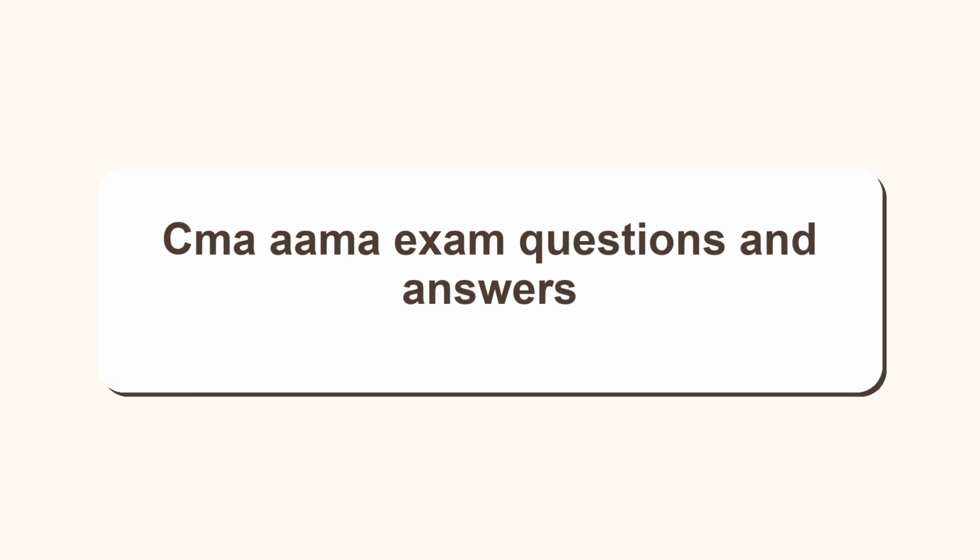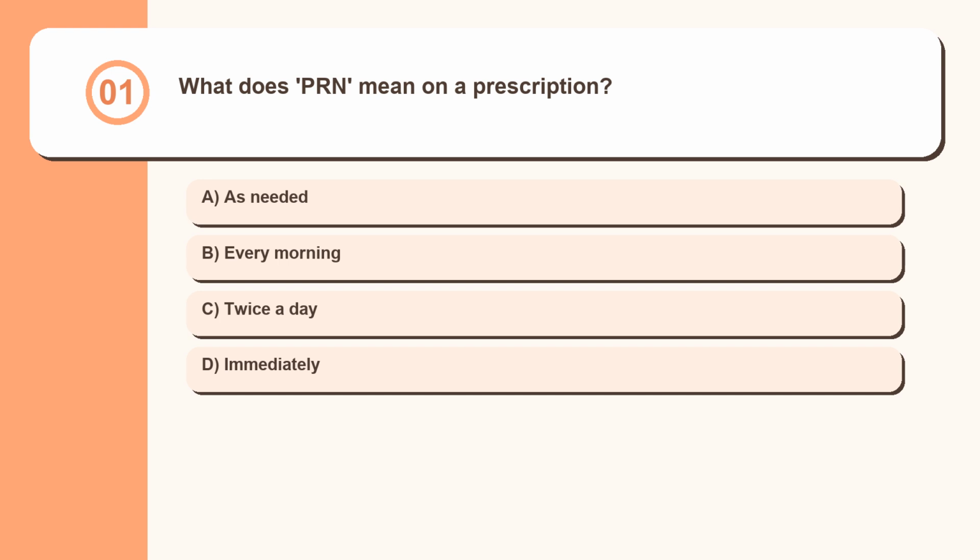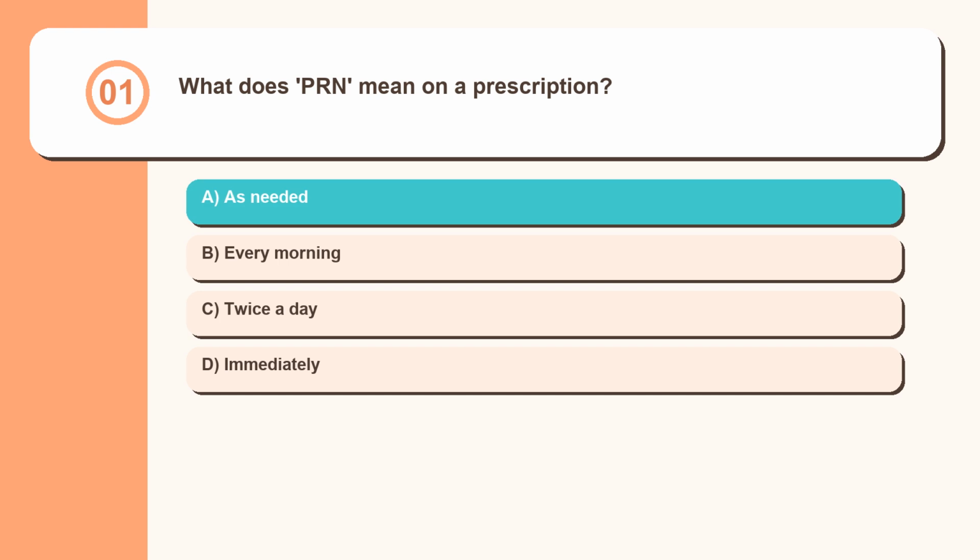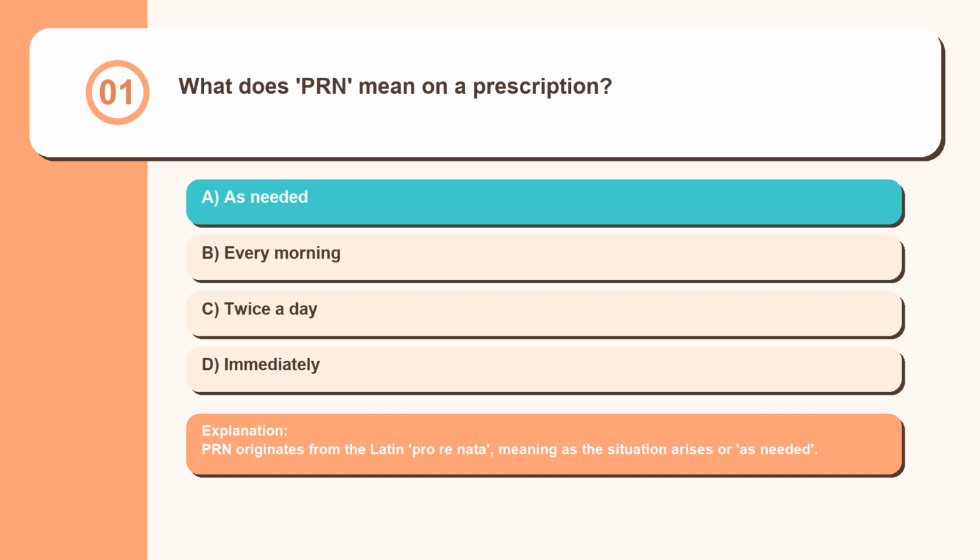CMA AAMA exam questions and answers. Question 1. What does PRN mean on a prescription? As needed, every morning, twice a day, immediately. PRN originates from the Latin pro re nata, meaning as the situation arises or as needed.